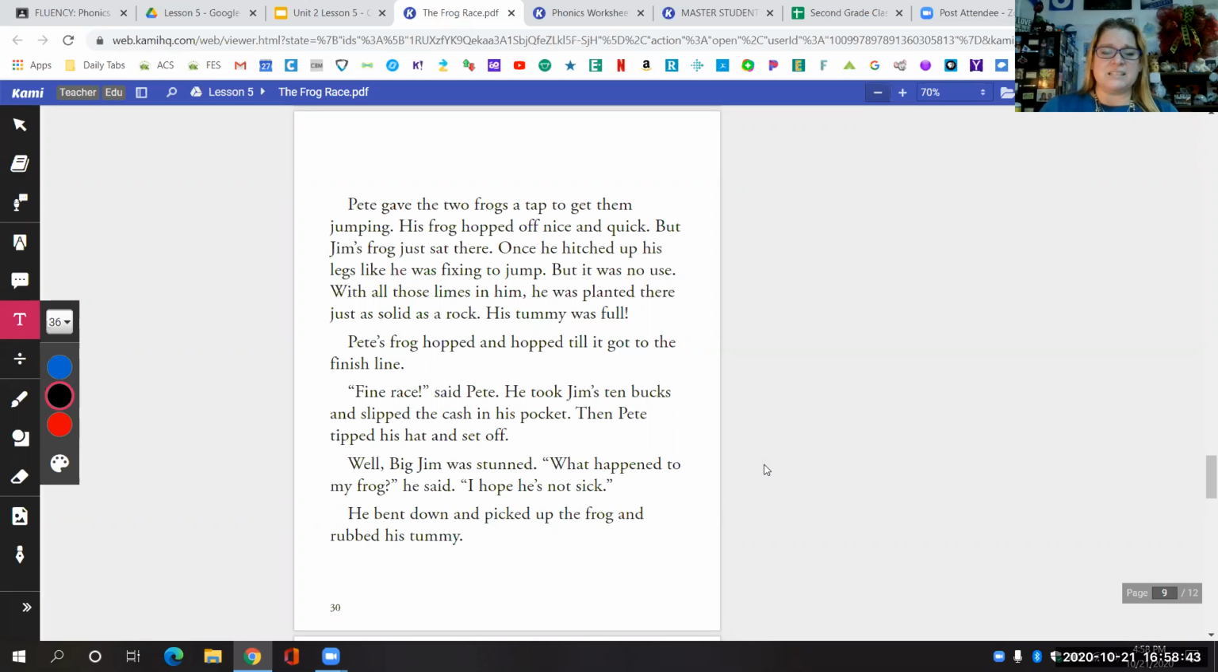"Fine race," said Pete. He took Jim's $10 and slipped the cash in his pocket. Then Pete tipped his hat and set off. Well, Big Jim was stunned. "What happened to my frog?" he said. "I hope he's not sick." He bent down and picked up the frog and rubbed his tummy.